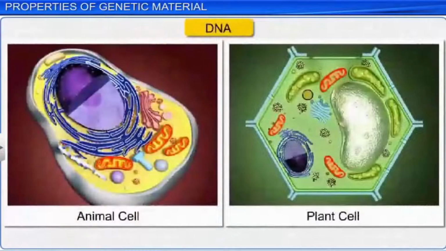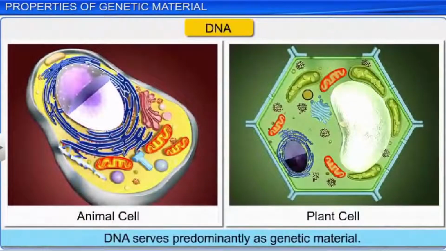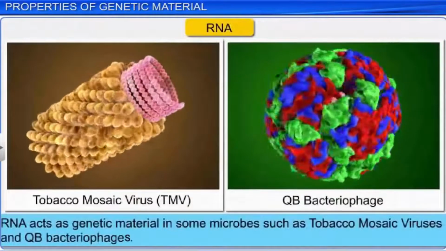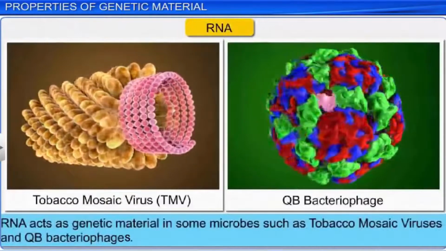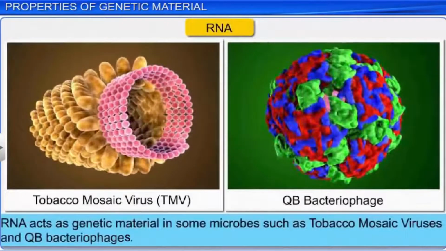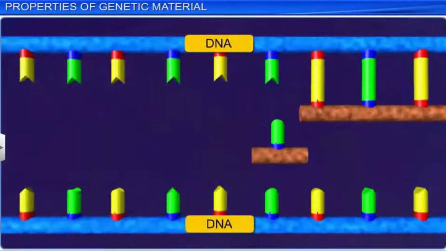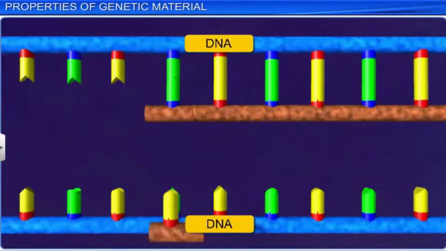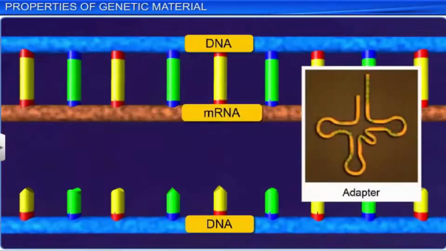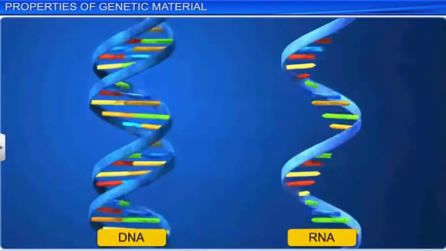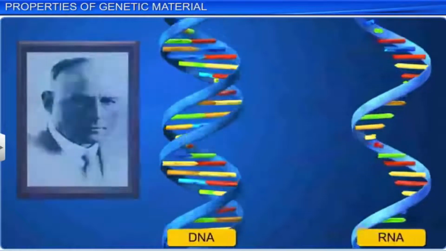Although it is to be noted that DNA serves predominantly as genetic material, RNA also acts as genetic material in few microbes such as tobacco mosaic viruses and QB bacteriophages, and also performs the role of a messenger and adapter. Of the two nucleic acids, it was DNA that played a part in Frederick Griffith's experiment.